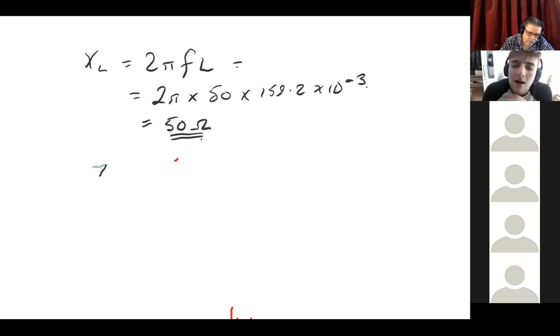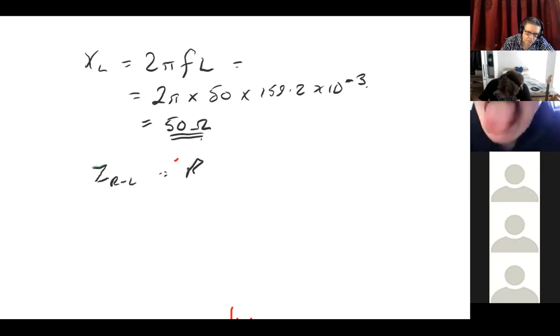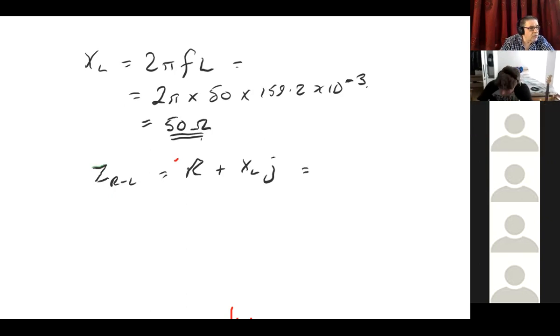And then say we have to find ZRL. ZRL is R plus XLj. You can thank me for that one, boys. And R is 40 ohms. XL we calculated as 50 ohms. Converting that to polar form equals what we got.